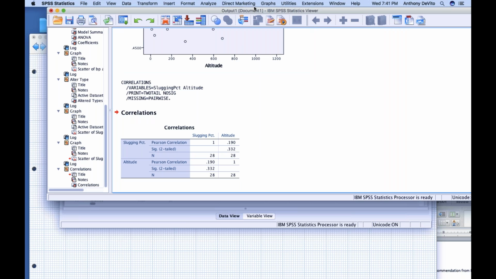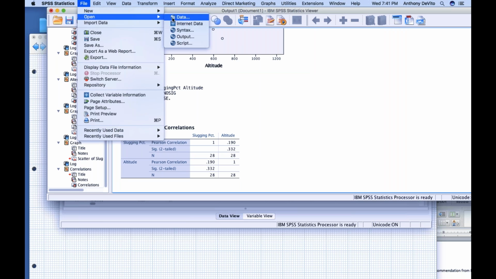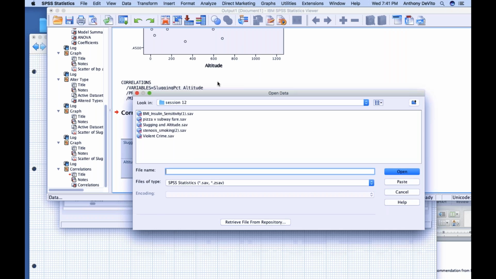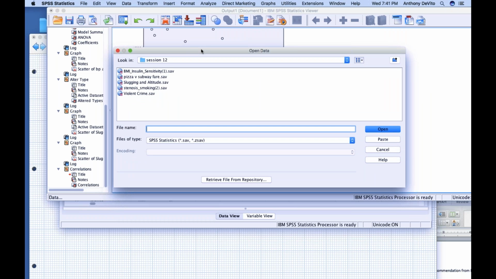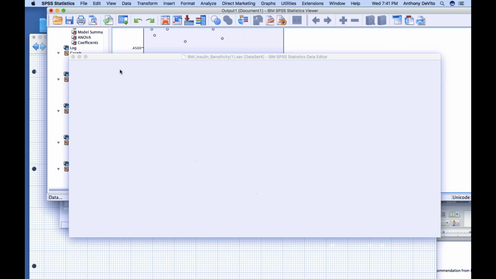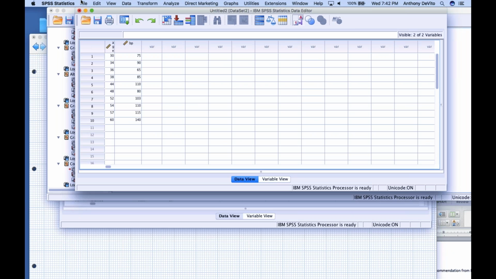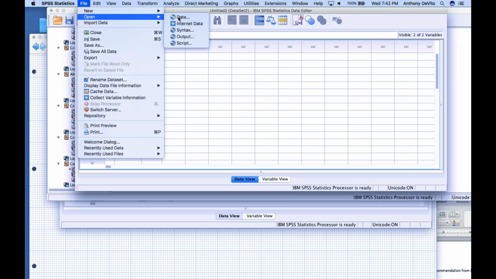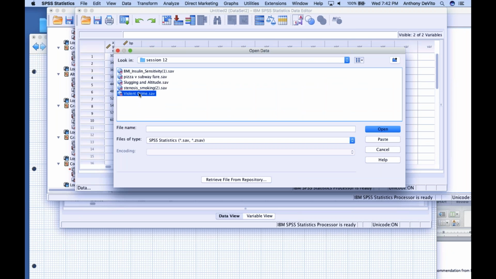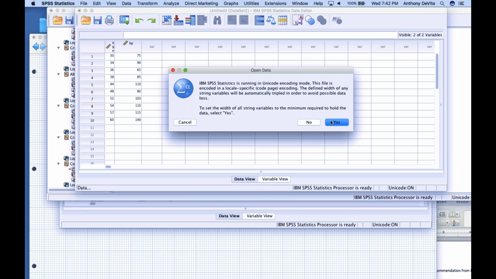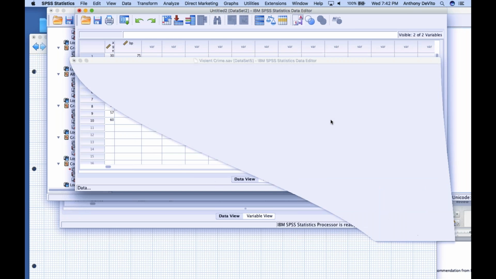Let's take a look at another data set. So not every data set is going to be productive in terms of finding a true association, a real association. Okay, so now I'm going to open this data set called BMI and insulin sensitivity. Oh, actually, maybe I should not. That's one that we used in the homework, I think. I'm not going to use that one. I'll leave that one for you to work with on the homework. Open data. I'm going to use a different one. I'm going to use violent crime. Okay, I'm okay with the encoding.